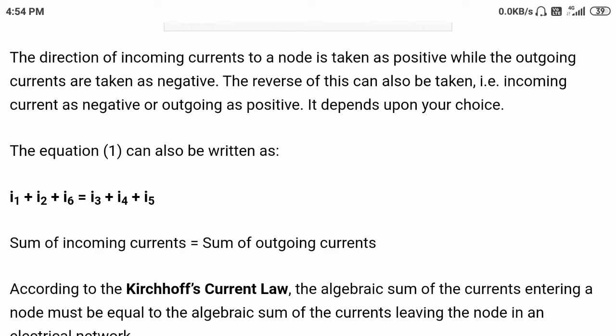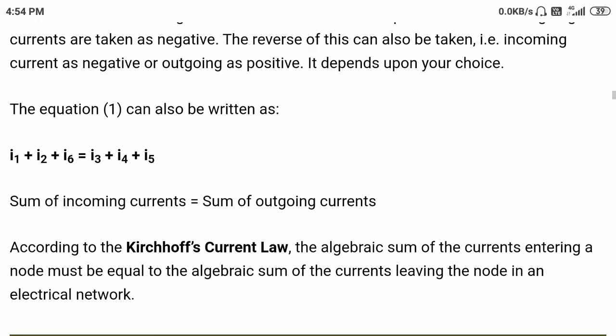The equation 1 can also be written as I1 plus I2 plus I6 equals I3 plus I4 plus I5. That means the sum of incoming currents equals the sum of outgoing currents. According to Kirchhoff current law, the algebraic sum of the currents entering a node must be equal to the algebraic sum of the currents leaving the node in an electrical network.